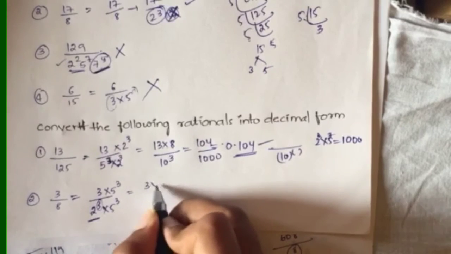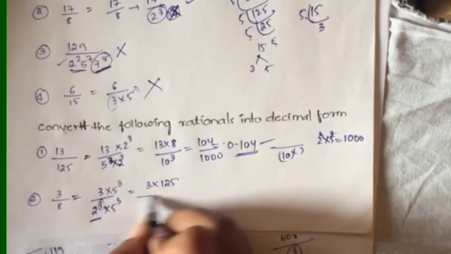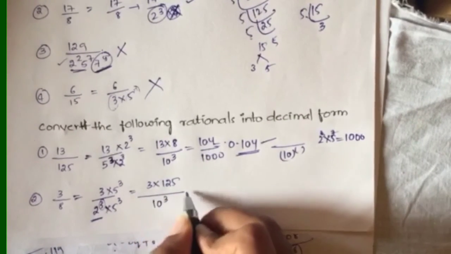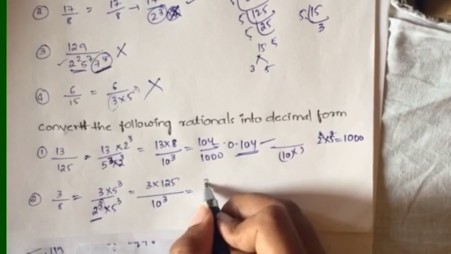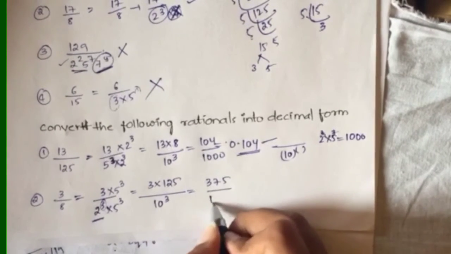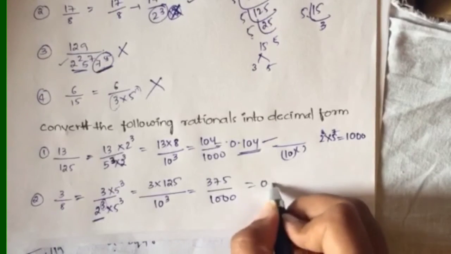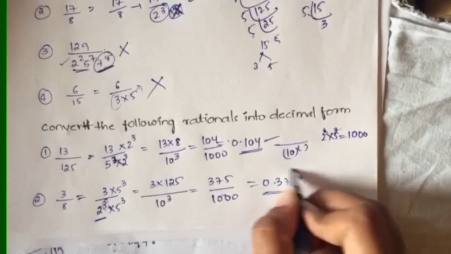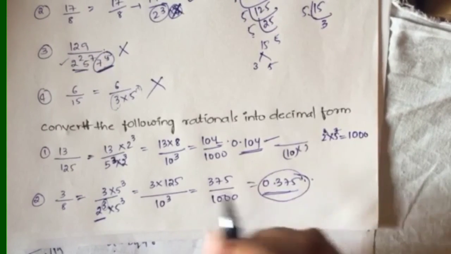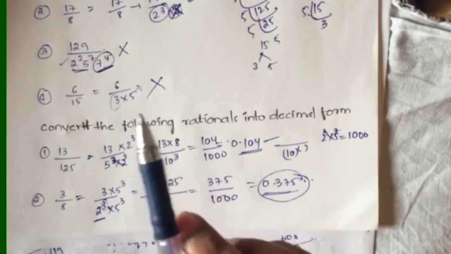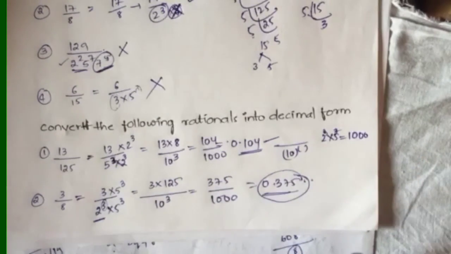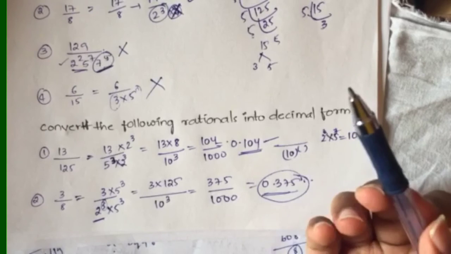So 3 into 5 power 3 is 3 into 125. So 2 power 3 into 5 power 3 is 10 power 3. So 125 threes is 375 by 1000. You will get 0.375. Clear? This is how you have to express a p by q form in decimal and a decimal in p by q form, and how to check whether terminating or non-terminating.